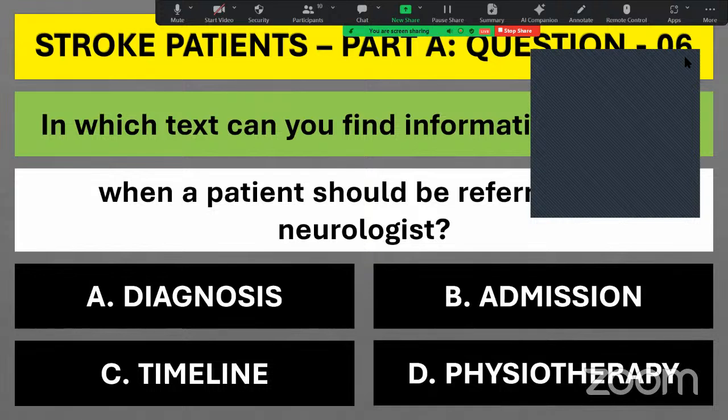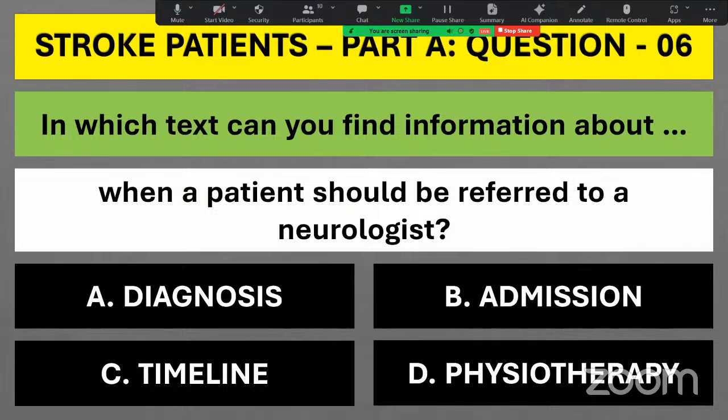Yes, C is the right answer. Timeline. When means what time? After 15 minutes, after 20 minutes, after 1 hour? So when should a patient be referred to a neurologist? When means after how much time? That is what it is. Next, question number 7.